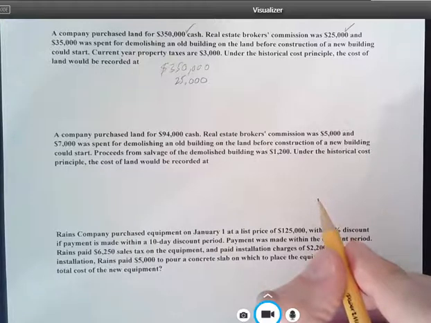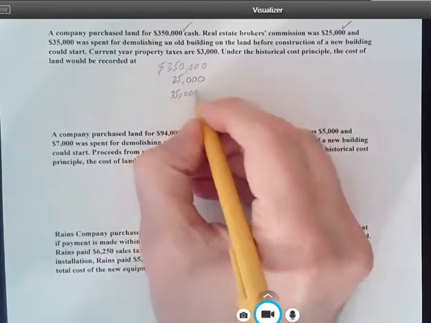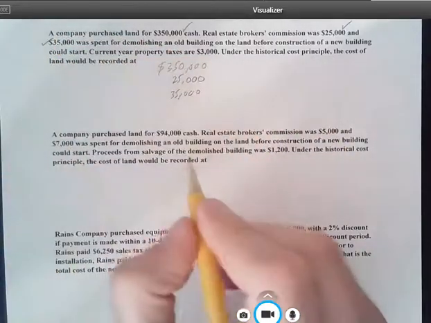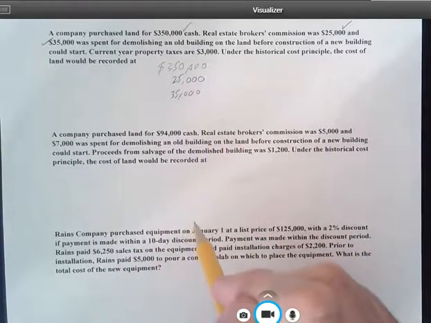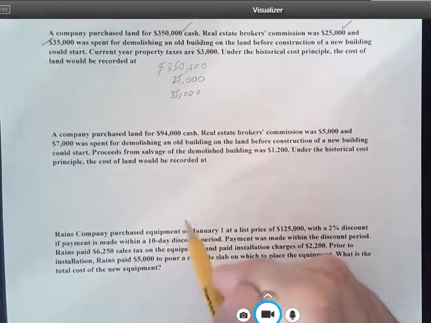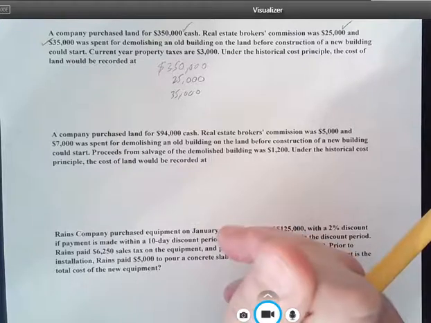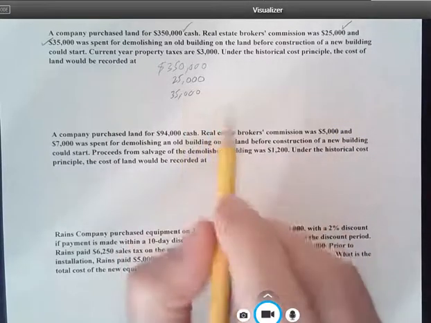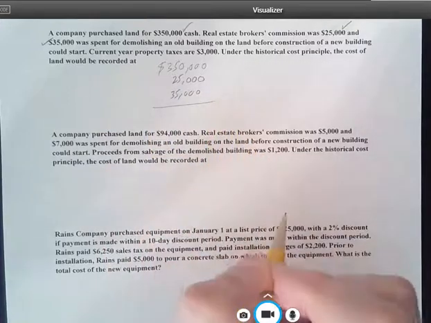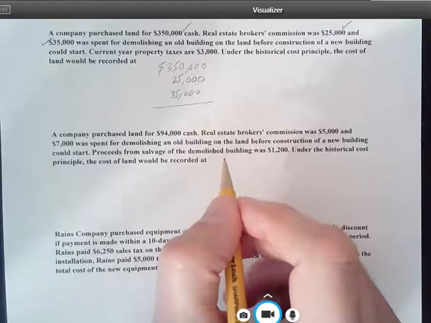$35,000 for demolishing an old building is absolutely a cost that we're going to consider. And then the last one, we have current property taxes of $3,000. We will not consider this number because the property taxes are current. If these were delinquent taxes that we were going to pay one time as a condition of purchasing the land, that would be another story. But they're current, so those are of a recurring nature, and so we're going to expense those each year.